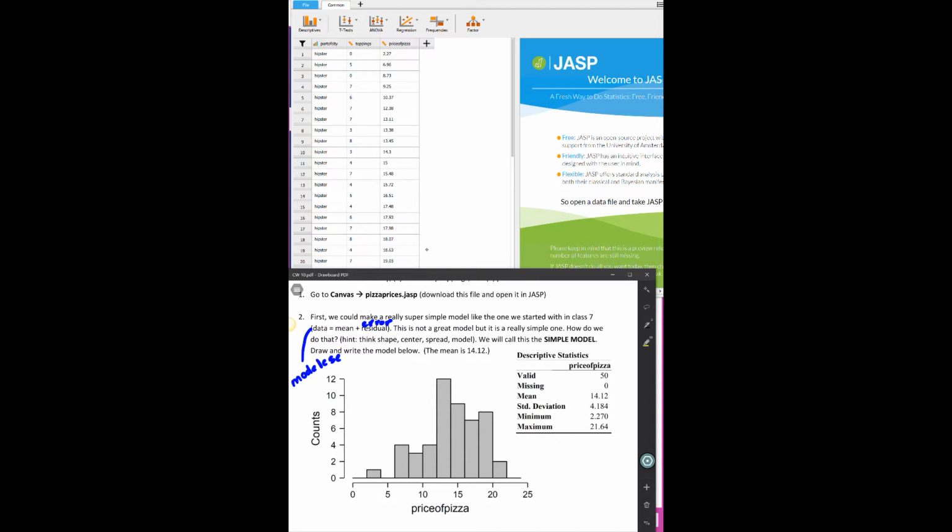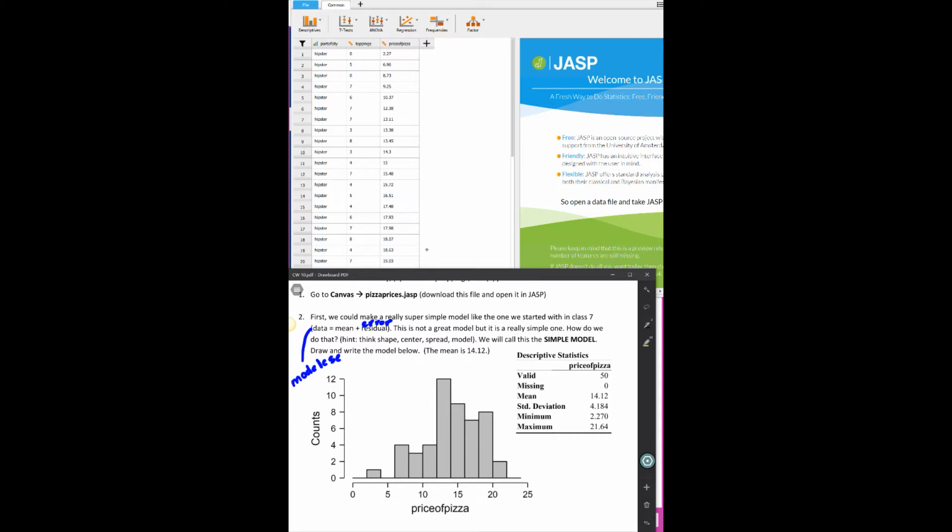Thinking back to the models we drew before, if you remember the hint, think shape, center, spread, and then writing out the model, if you think you know what I'm talking about, then I would say go ahead and pause the video here and draw out the model and write out the model for this. Then come back and join us. And if you're not sure what that would look like, then just go ahead and keep watching.